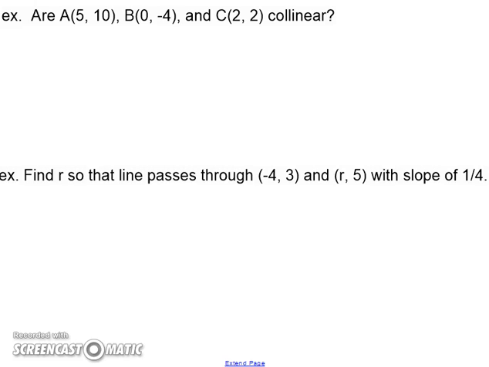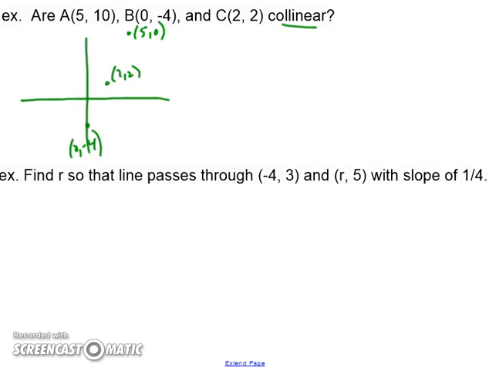In our next example, determine if ordered pairs are collinear. In order to determine if points are collinear, that means they need to lie on the same line, which means they should have the same slope. So we're going to first look at these on a graph. A would be roughly up there. B would be right here. And C.